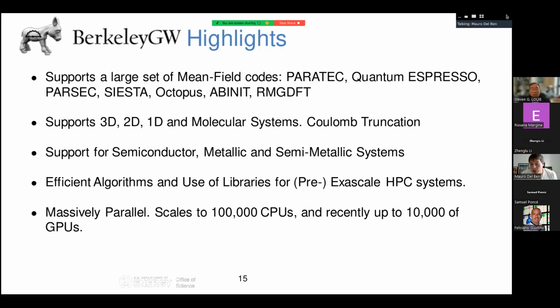And again, we are using efficient algorithms and libraries that can scale up to hundreds of thousands of CPU cores or tens of thousands of GPUs. As I previously mentioned, and as I'm going to show you later, our software package is massively parallel, so we've been able to scale to a large number of compute nodes on leadership class HPC systems.